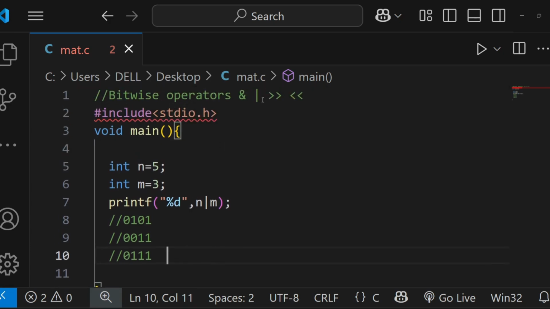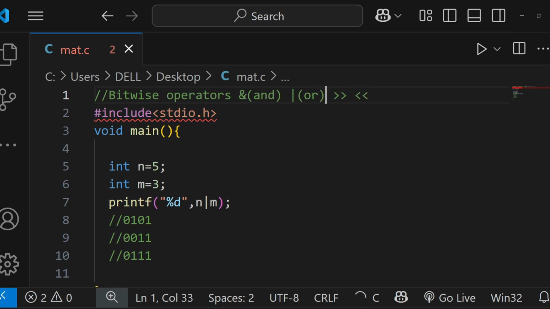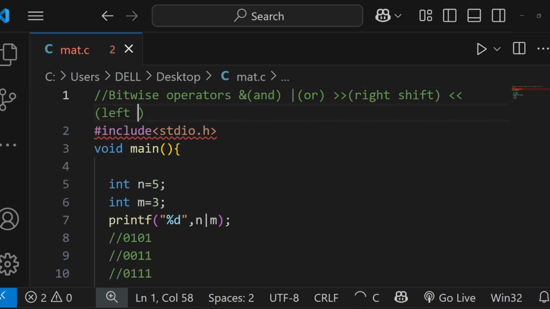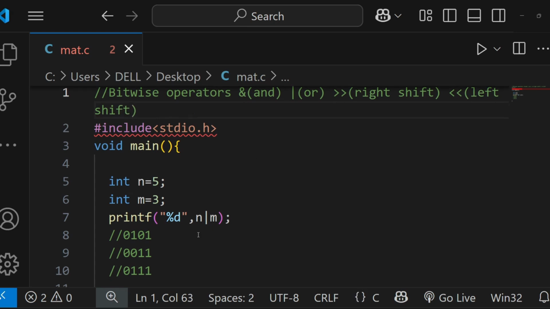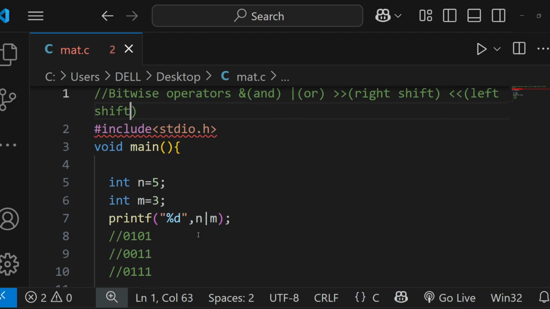And in a similar manner, there is a right shift operator. This operator is called, I just put it here, this is bitwise AND, this is bitwise OR, this is your right shift operator and this is your left shift operator. Okay, remember this.